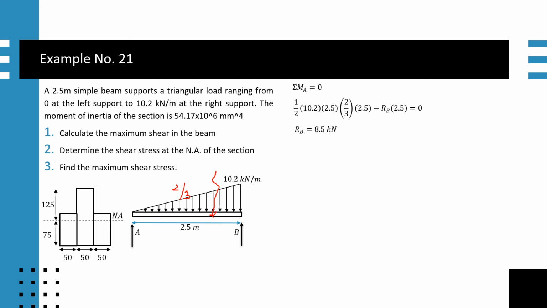Next. So, mapapansin nyo, meron na kayong value ni RB, which is 8.5 kilonewtons. Yan yung ating Vmax. Maximum shear na agad siya. So, kahit isolve nyo pa yan ulit, dyan na talaga makikita yung Vmax. Kahit shear diagram pa kayo, dyan mo talaga makikita ang Vmax. Okay? So, that will be your answer in number 1.